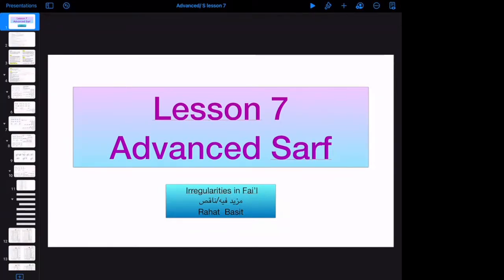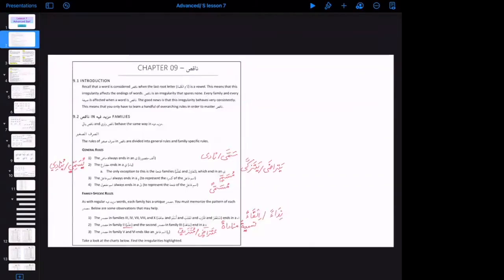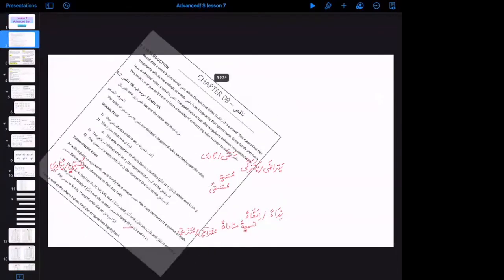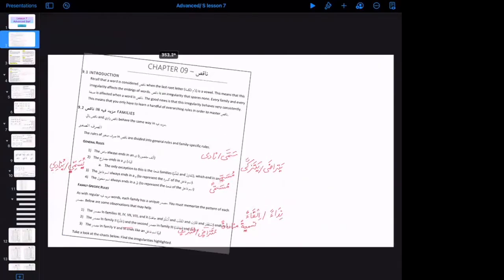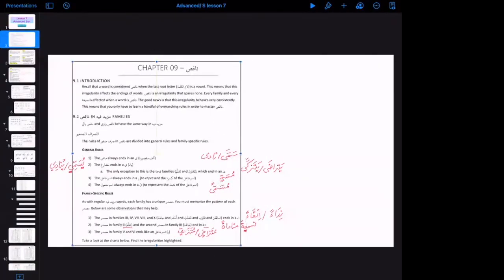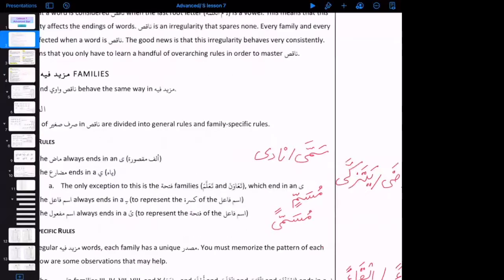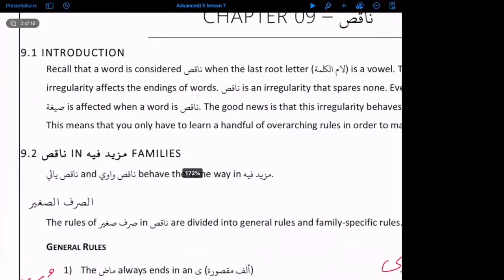So inshallah we will start Nakish today, and we will start with Mazid Fihi, because Mazid Fihi have some set patterns. So inshallah we're gonna start from the easy. So first of all, what is Nakis?